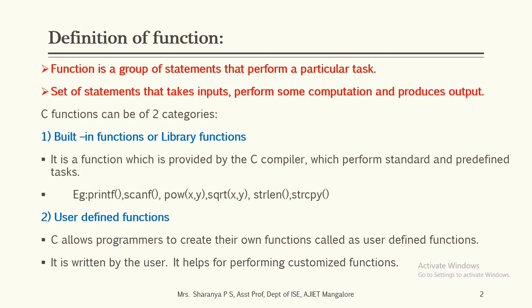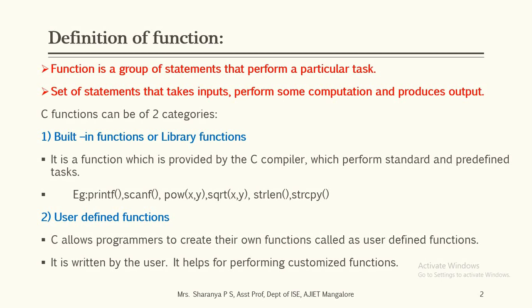These functions can be categorized majorly into two types. The first one we call a built-in function, which is also called a library function. One more type is a user-defined function. We have already used built-in functions or library functions in the previous programs. These are the functions provided by the C compiler, which perform some standard and predefined task.